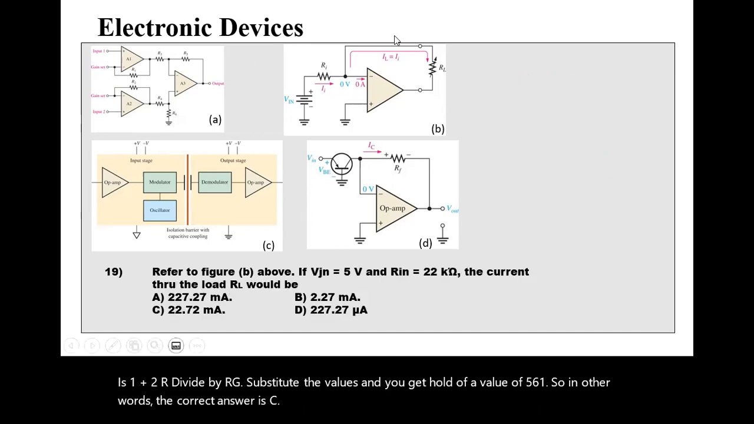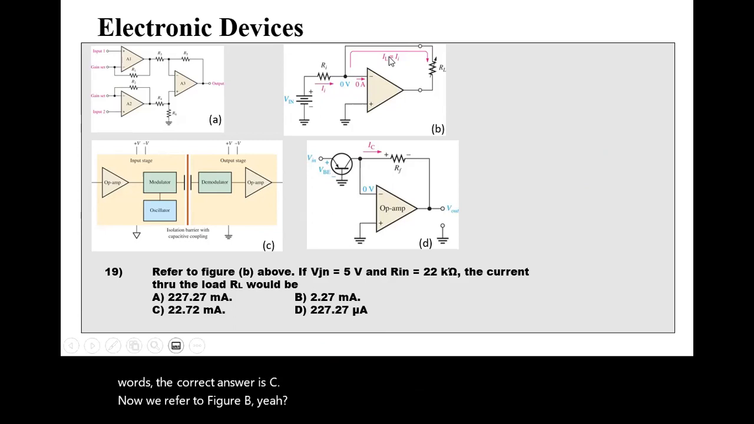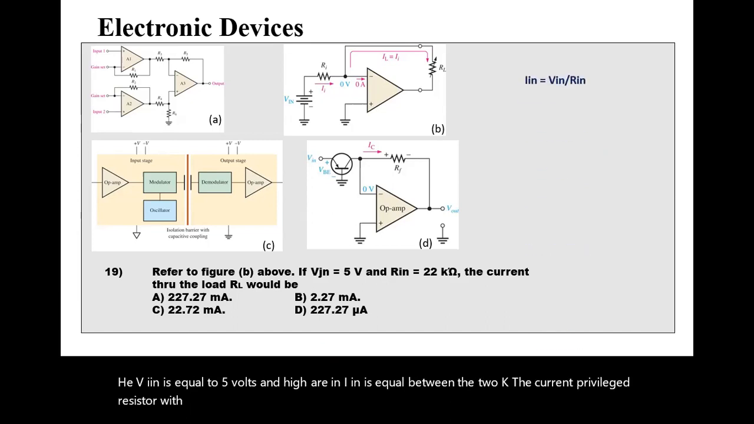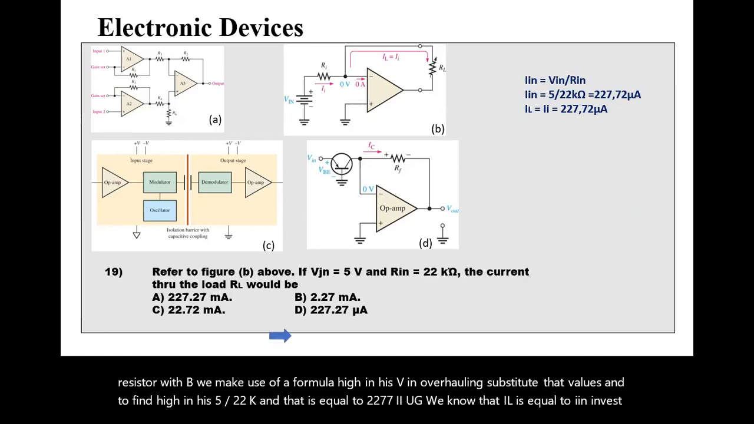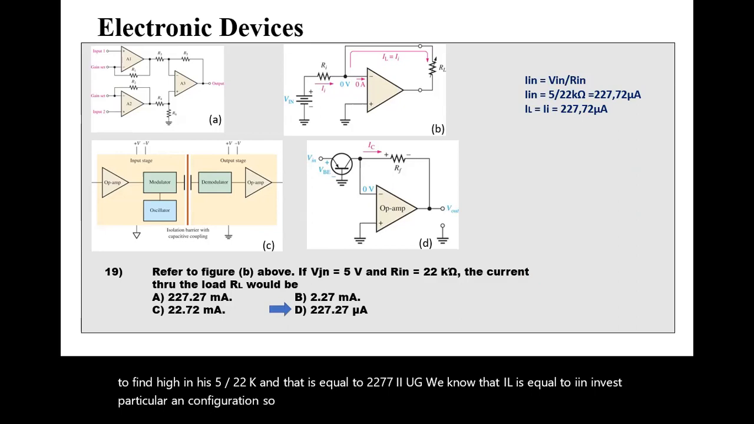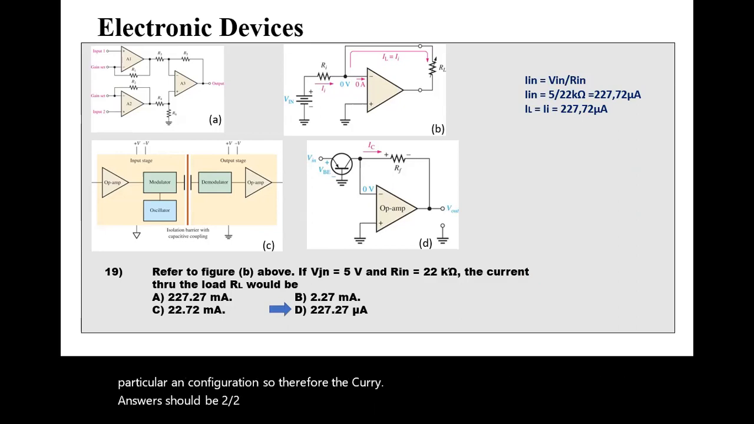Now we refer to figure B here. If VIN is equal to 5 volts and RIN is equal to 22K, the current through the load resistor would be, we make use of a formula, IN is VIN over RIN. Substitute those values and you find IN is 5 divided by 22K, and that is equal to 227.27 microamps. We know that IL is equal to IN in this particular configuration. So therefore, the correct answer should be 227.27 microamps as indicated in D.